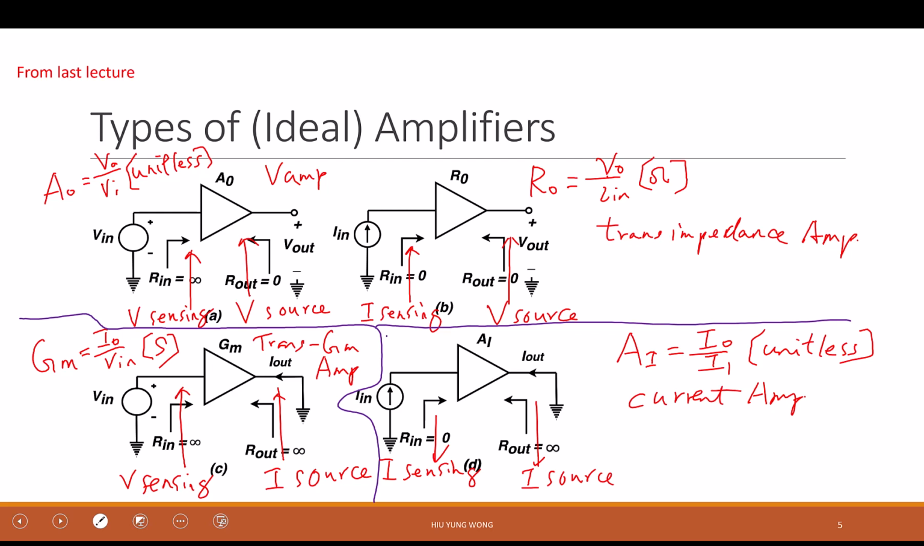Let's quickly review what we did last time, right? We talked about the ideal amplifiers. You might feel that I keep repeating something that looks trivial, but once I put it in the exam, I'm sure half of you will not get 100% when I ask that question. So I really want you to understand what's going on.